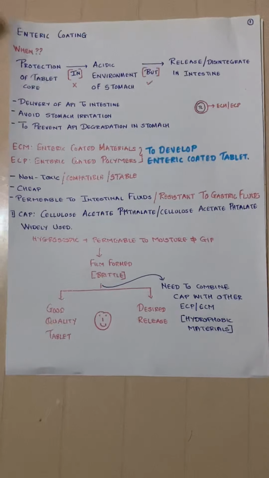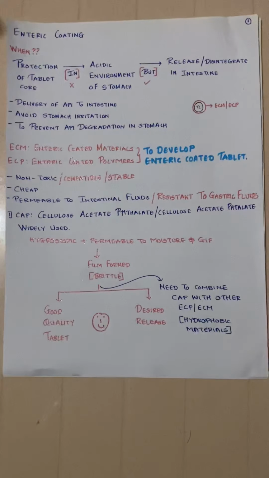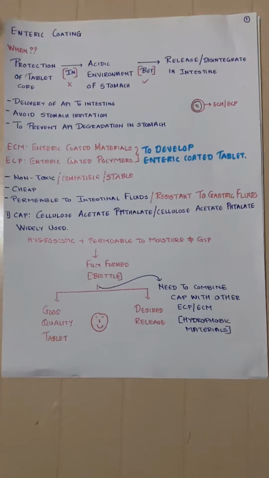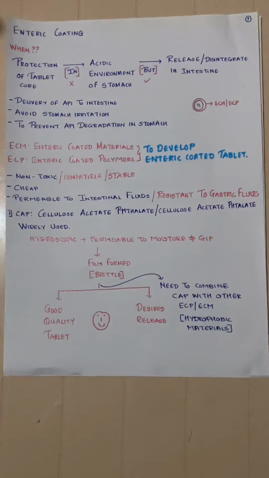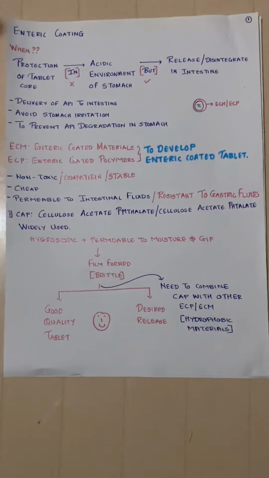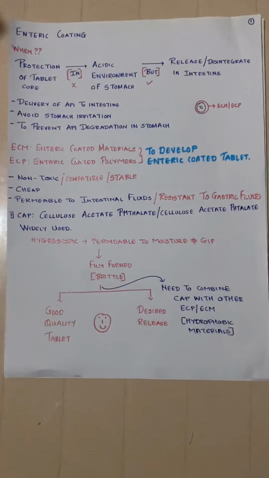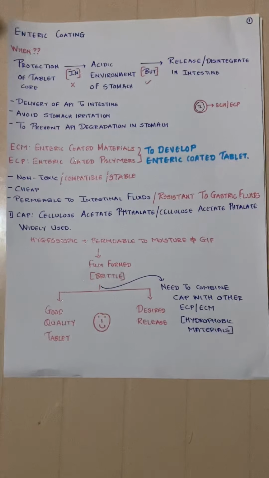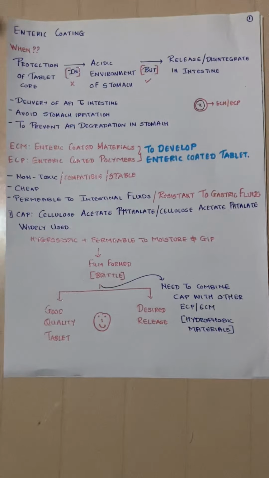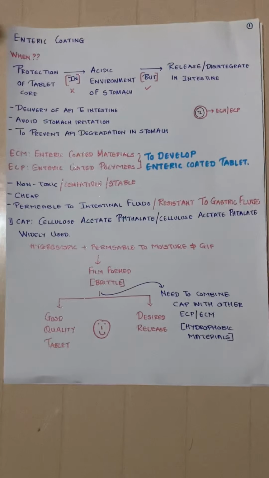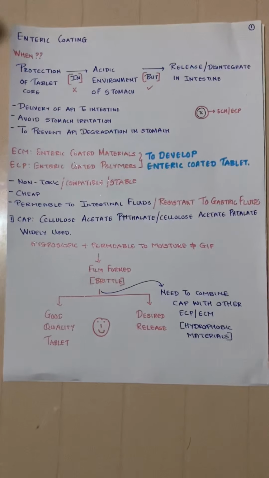At the same time, it should be extremely permeable to the intestinal environment. It should also develop stable products, where the product is stable with respect to both physical and chemical stability. And we should also consider the GRAS concept, that is, generally regarded as safe.